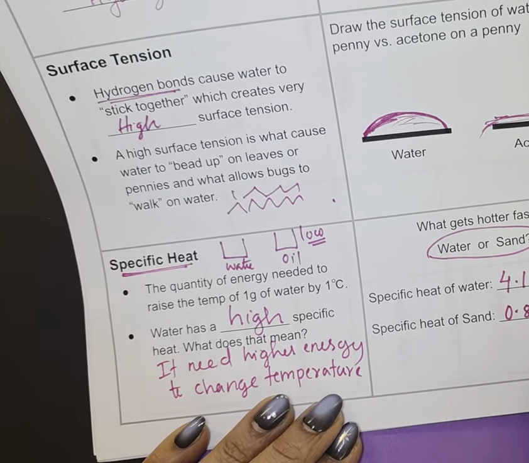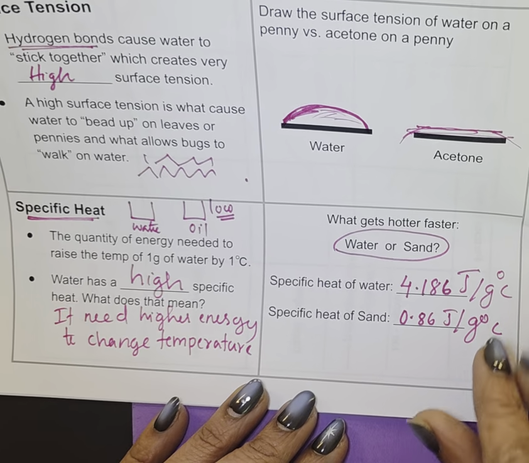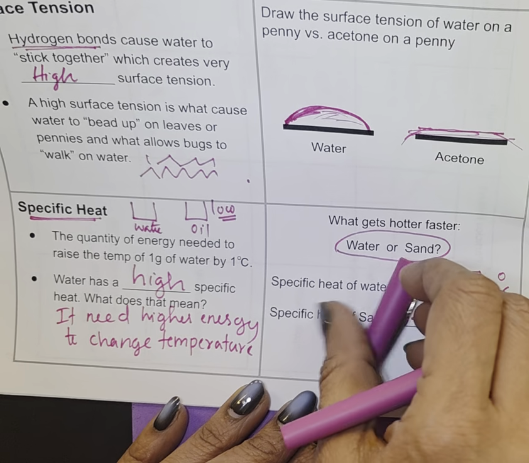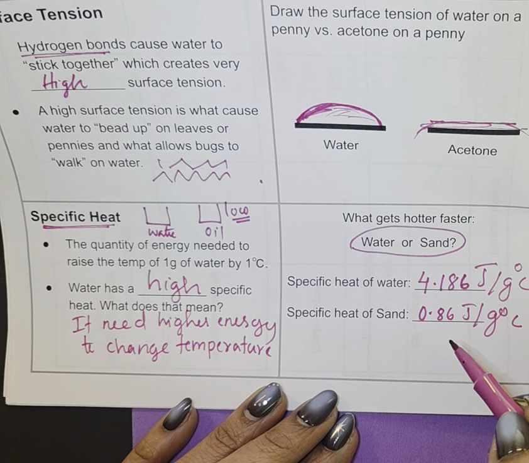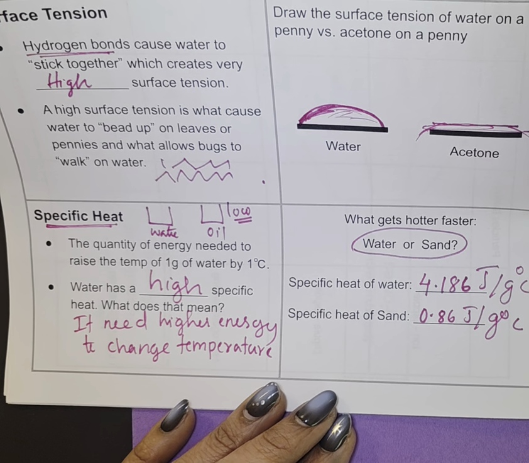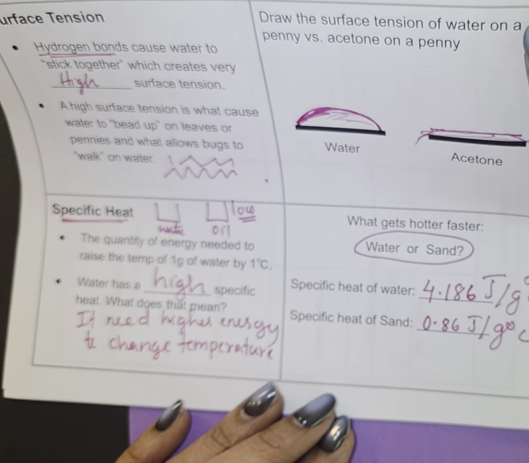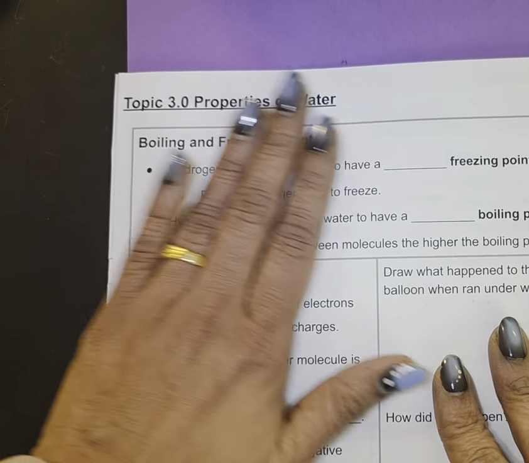Okay, so 0.86 joule per gram degree Celsius. So it has high specific heat for water and low specific heat for sand. That's why sand's temperature rises much faster. Okay? So there will be questions like fill in the blanks or multiple choice from this part. Okay? Let's go to the next page.